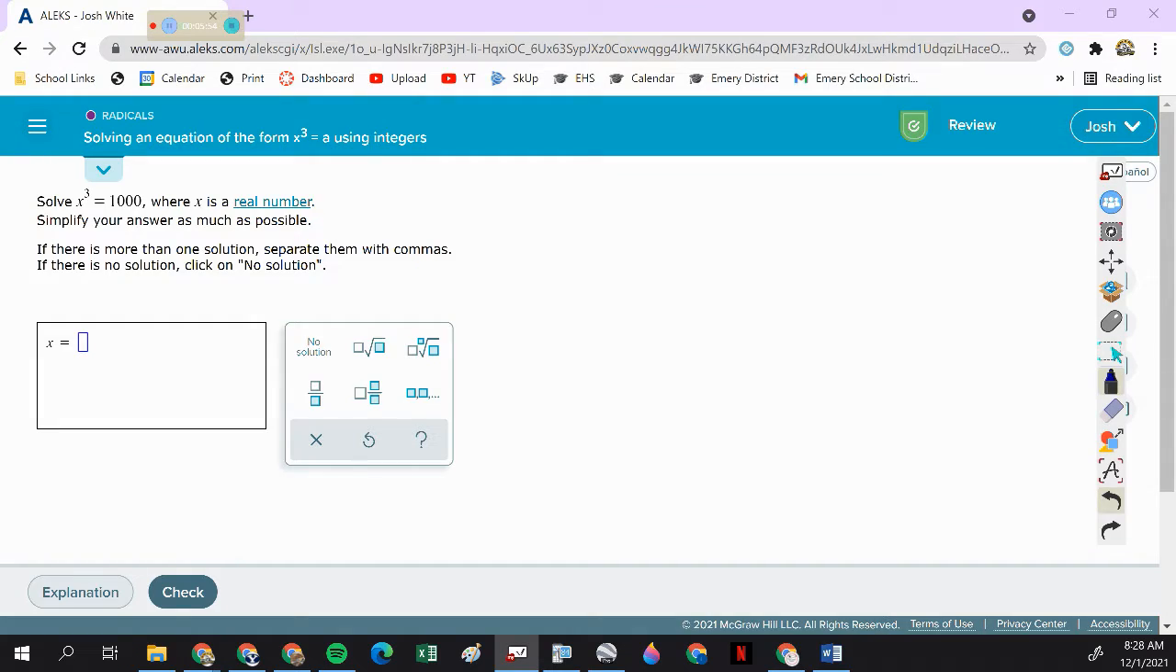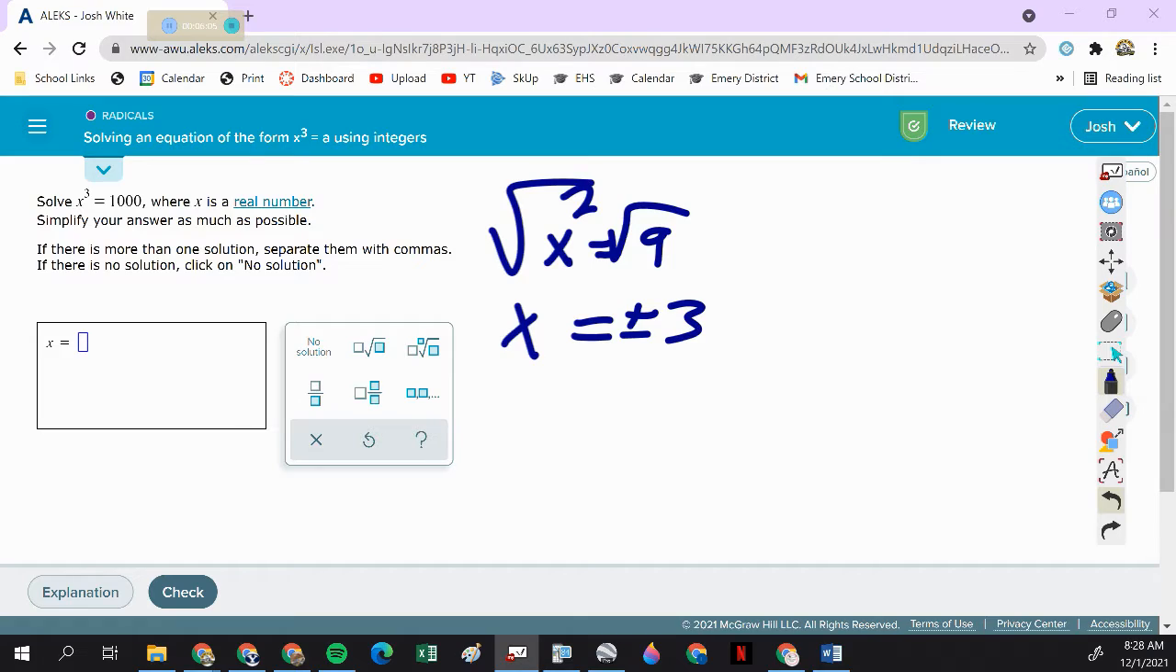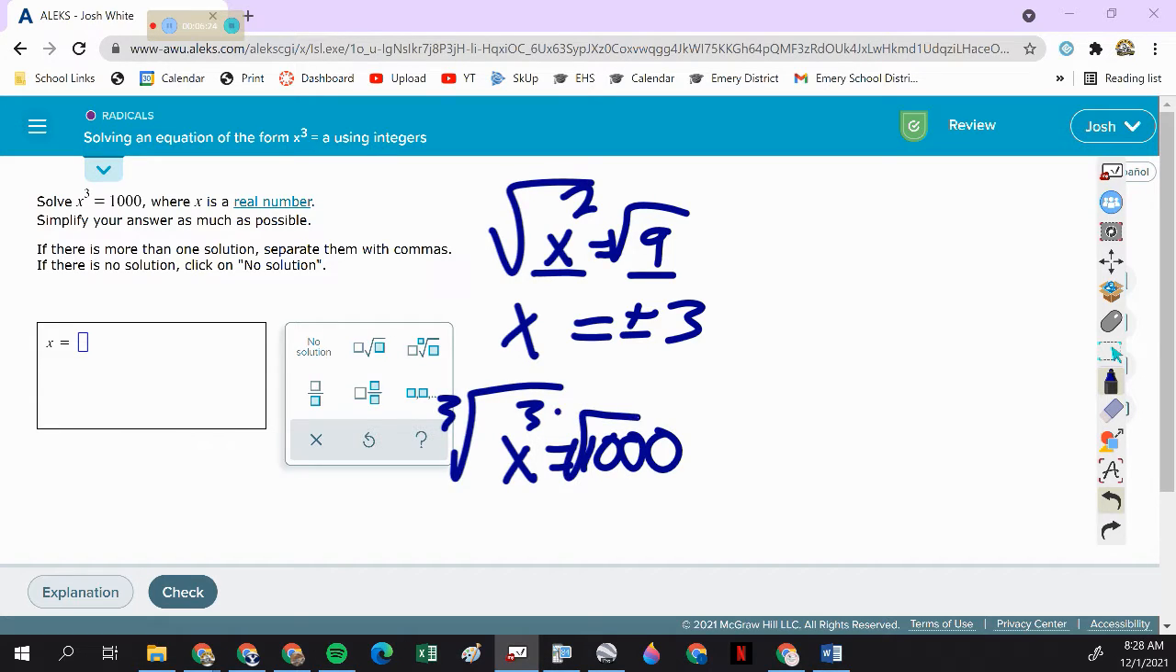If I had x squared equal 9, and I took the square root, don't forget that you have to put plus or minus 3. Whenever you square root an x squared, there are two possible answers. What number times itself is 9? 3 or negative 3. But in this problem, I have x to the third equals 1,000. So I take the third root. Do I need a plus or minus? No. The answer is just 3.